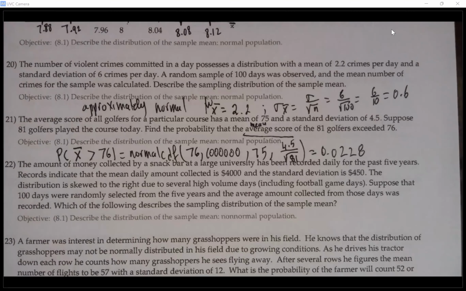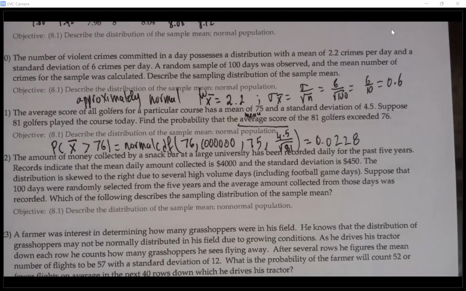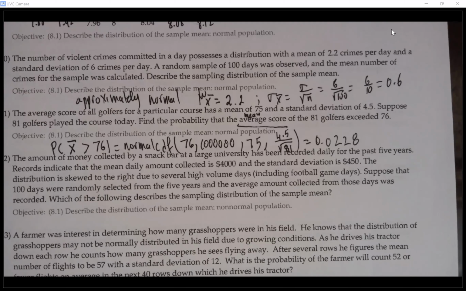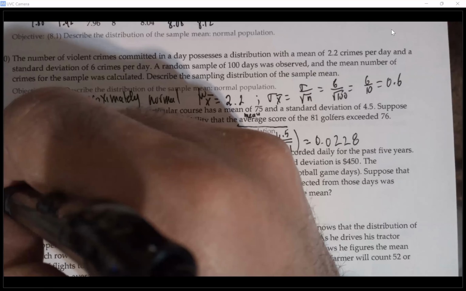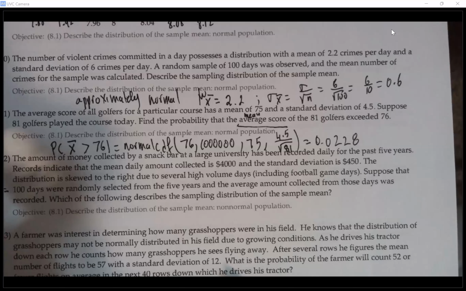We're doing 22. The amount of money collected by a snack bar at a large university has been recorded daily for the past 5 years. Records indicate that the mean daily amount collected is 4,000 and the standard deviation is 450. The distribution is skewed to the right due to severe high volume days, including football game days. Suppose 100 days were randomly selected, so that's n, the sample size, guys, from the 5 years, and the average amount collected from those days was recorded. Which of the following describes the sampling distribution of the sample mean?